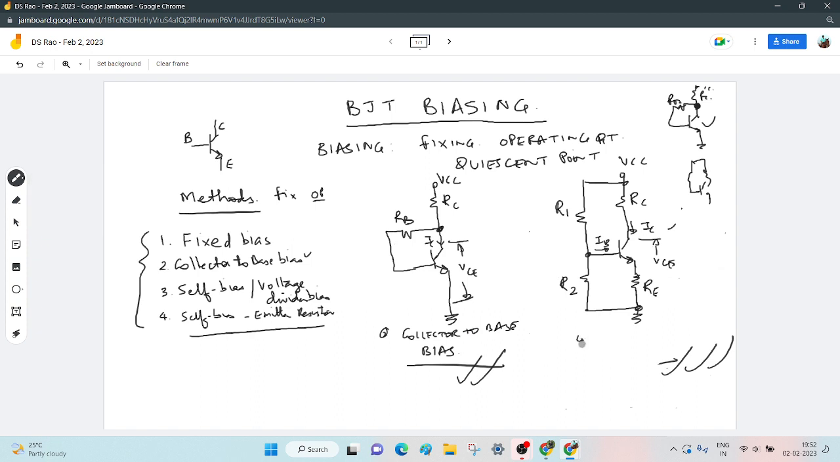So this is the fourth circuit, with a self bias with the emitter resistor. Okay. Out of all the four, this circuit will have the most stable operating point.